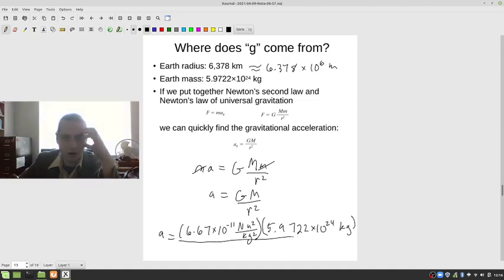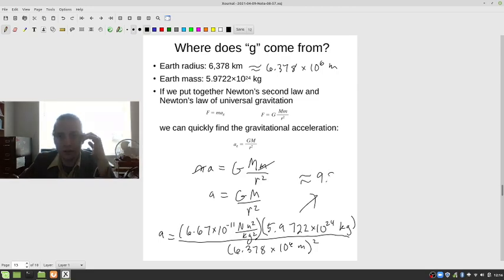And then your R squared is going to be 6.378 times 10 to the 6th meters, and you're going to square that. And so you take this number times this number divided by this number divided by this number again, and it should give you somewhere right around 9.8 meters per second squared.